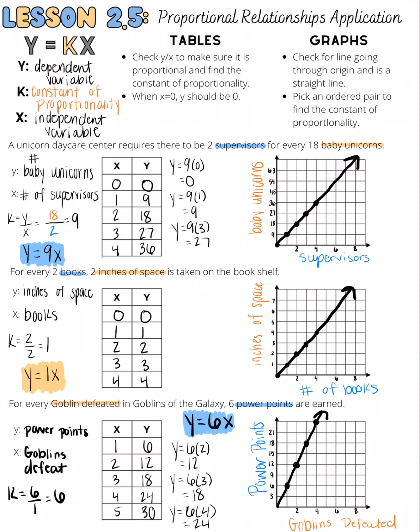So remember, when we have proportional relationships, we have to identify the dependent and independent variable, find k, and then once we have the equation, we can create the table and the graph and all of that. So that is it for lesson 2.5. Bye.